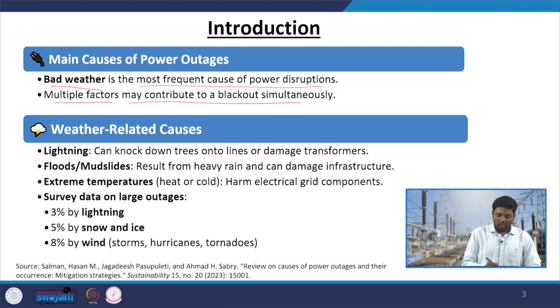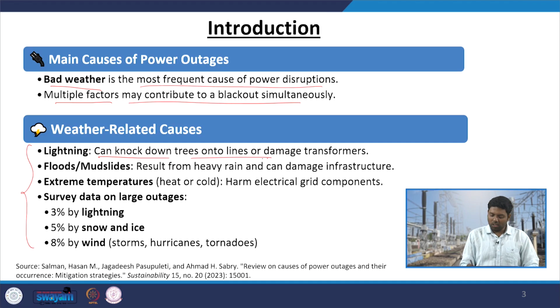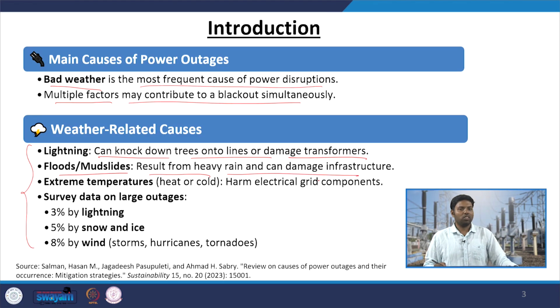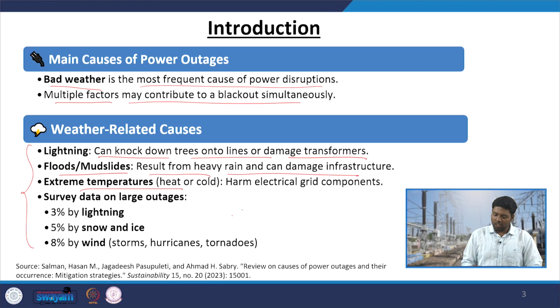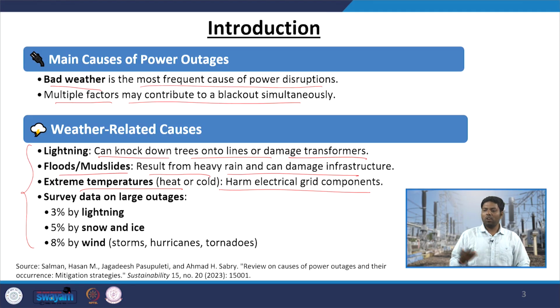Okay. So, what are the bad weather related events? First, lightning can knock down trees onto the lines or damage the transformer because of lightning strikes. These are very common scenarios. Flood or mudslide result from heavy rain and can damage the infrastructure. Extreme temperature harms electrical grid components, that is, if you see that it is very hot weather. Already due to the power flow your line temperature will be heated up, then because of this extra ambient temperature your line will be more heated up.